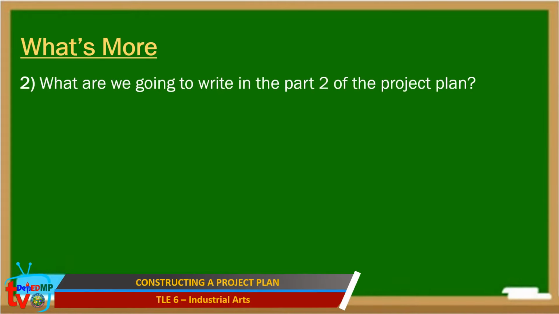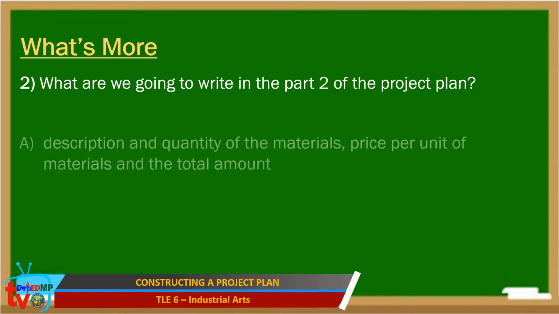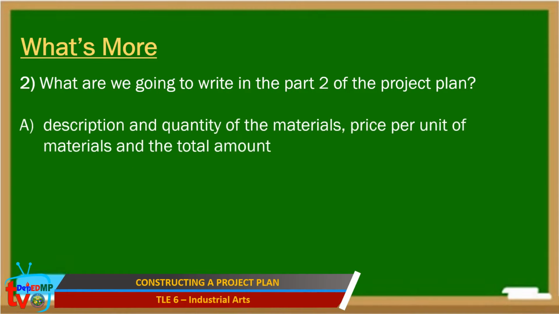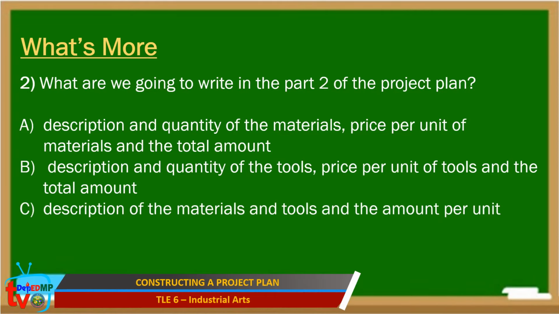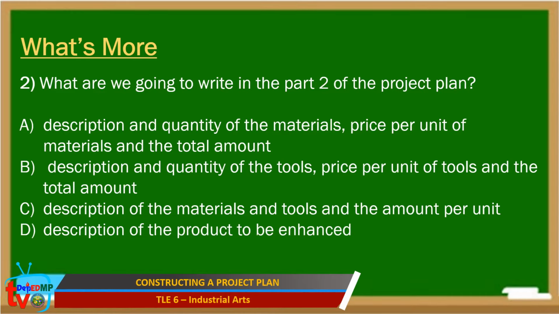Number 2, what are we going to write in the part 2 of the project? A. Description and quantity of the materials, price per unit of materials, and the total amount. B. Description and quantity of the tools, price per unit of tools, and the total amount. C. Description of the materials and tools, and the amount per unit. D. Description of the product to be enhanced.